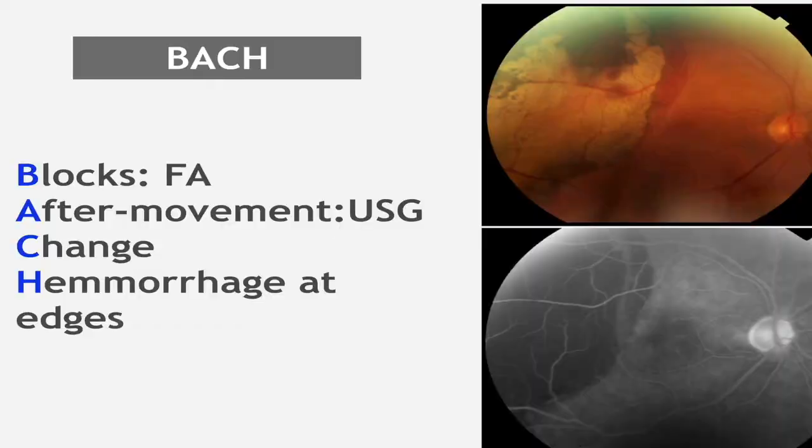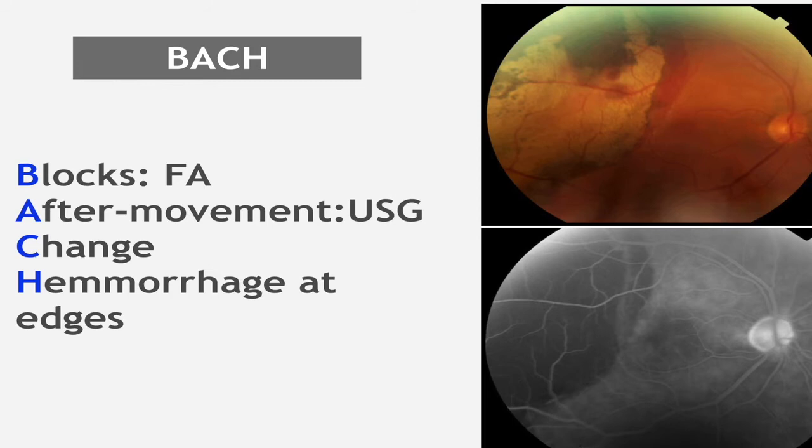So here's my mnemonic for choroidal hemorrhage, Bach. Do a little classical music mnemonic. It blocks fluorescence. There's after movement, which we'll see on the ultrasound. They change relatively rapidly over time, and look at the edges for hemorrhage.